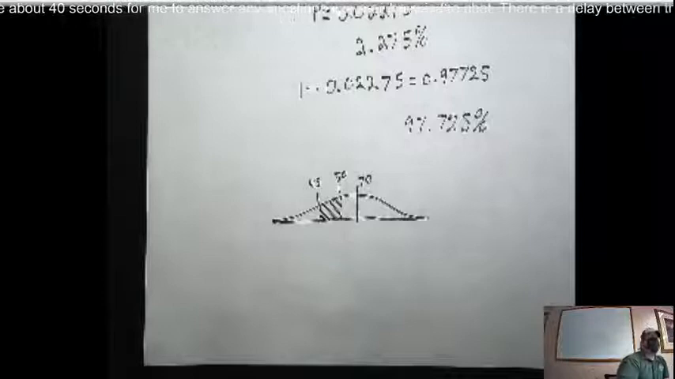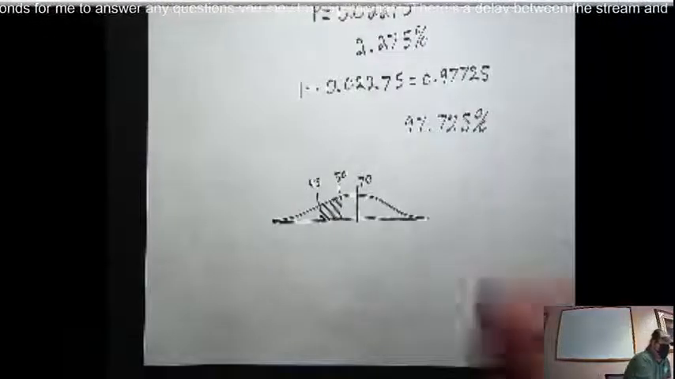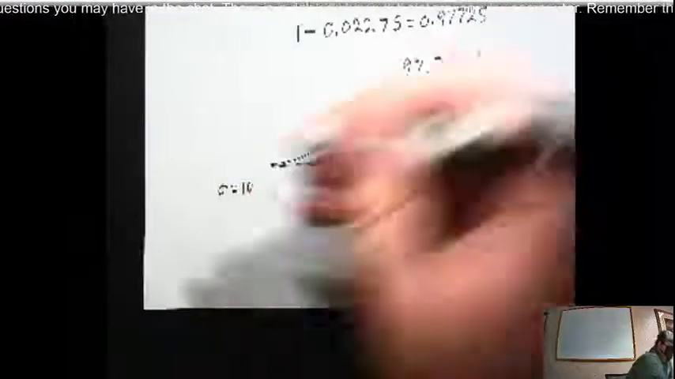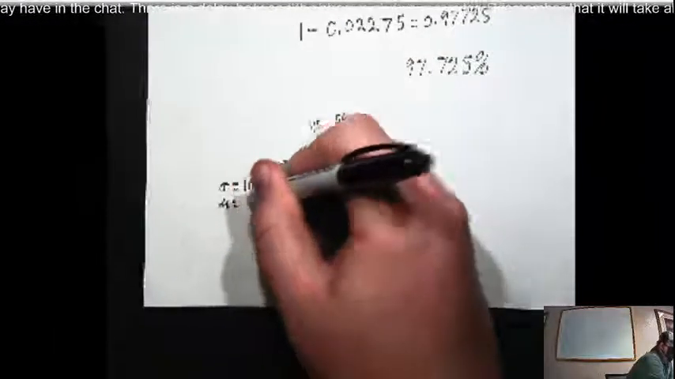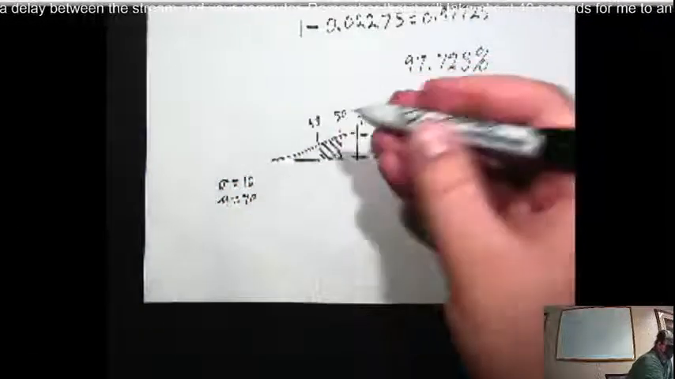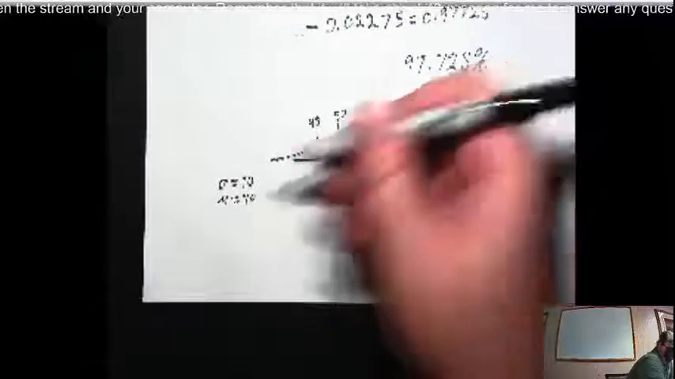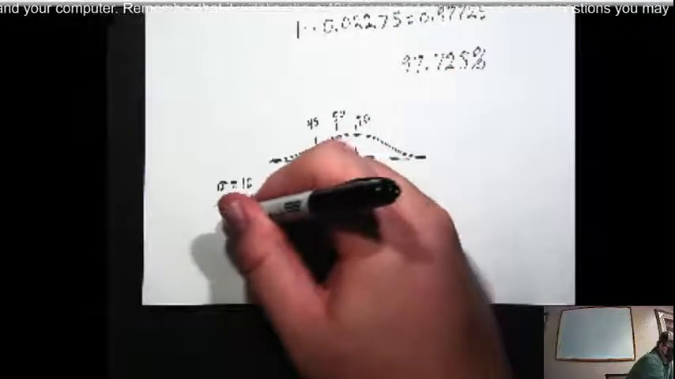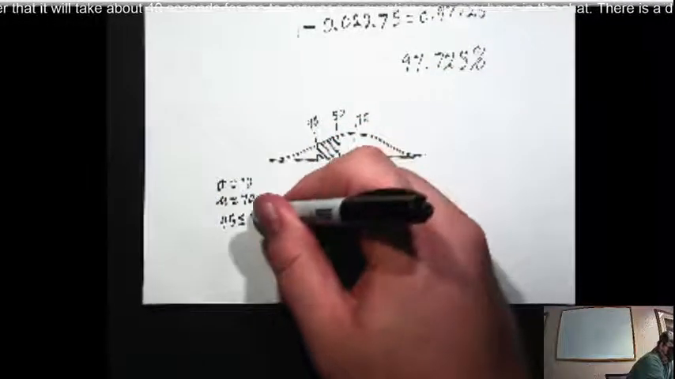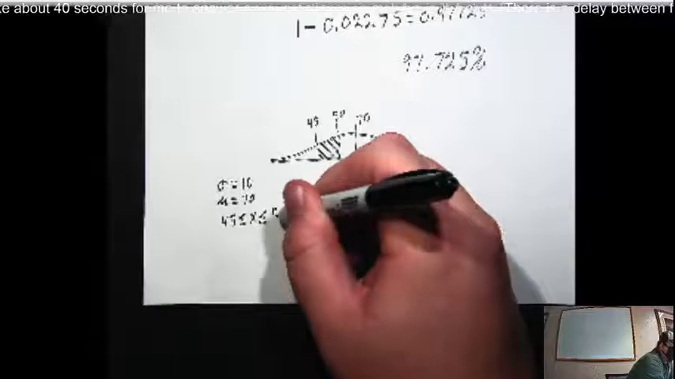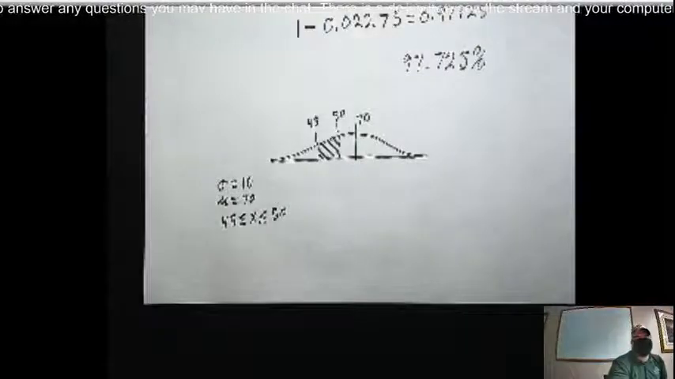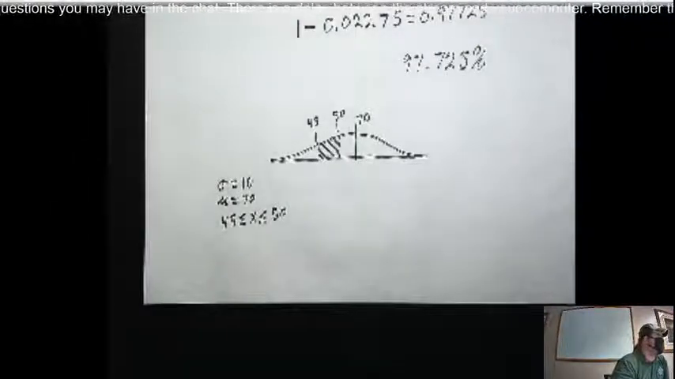Okay? Well, that means that we have two x values. Our sigma, our standard deviation, is still 10. Our mean, mu, is still 70. But what we want to calculate is our x if we want to be between 45 and 50. We have two x values. So that means we're going to have to calculate two different z-scores.